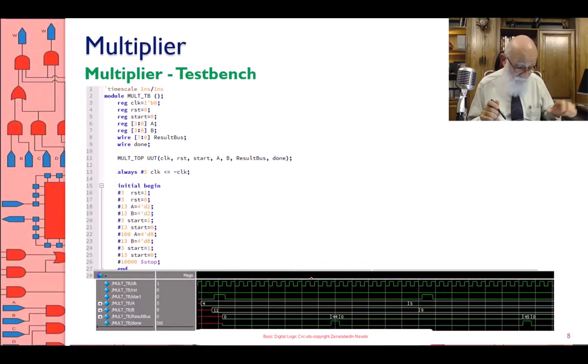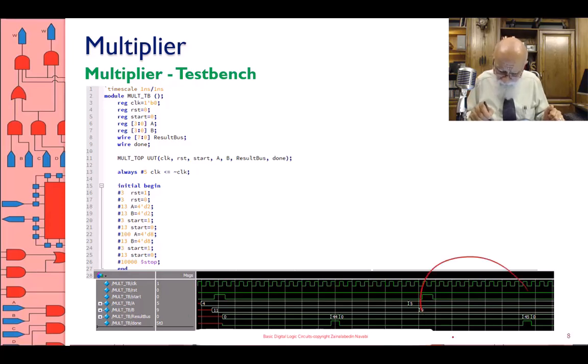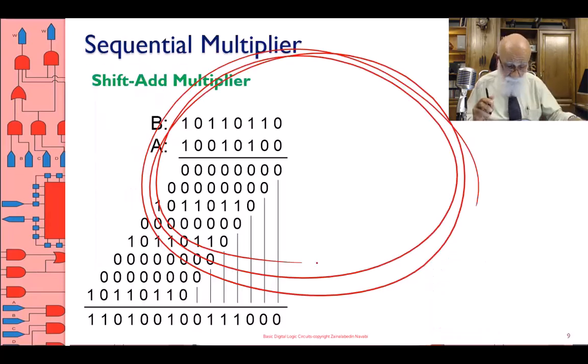Okay, so it works. It works, but then again, it's not a good multiplier. It's a slow multiplier, okay? If B is 9, for example, it takes 9 clock cycles for the result to be ready. That's very slow.